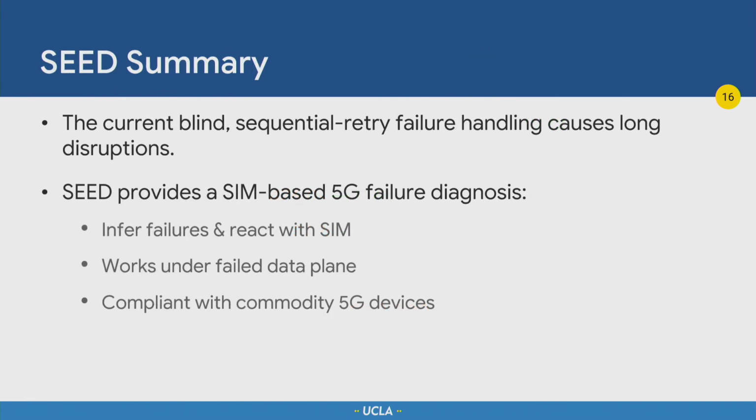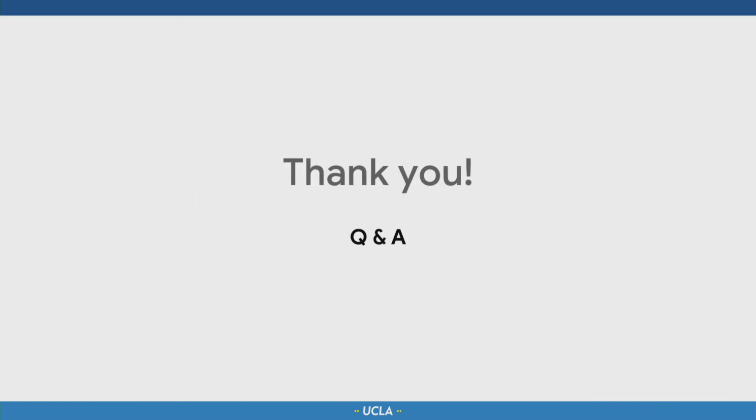So as a summary, the current blind and sequential retry approaches cause long disruptions for the current 5G devices. We propose this SIM-based failure diagnosis, which first provides inference and reactions with the SIM card, also works under a failed data plane, and finally is compliant with the current 5G devices. We do not need to change the base stations, OS, or the modem firmware, and it could be readily deployable for the operators. So thank you, and I'm glad to take any questions.